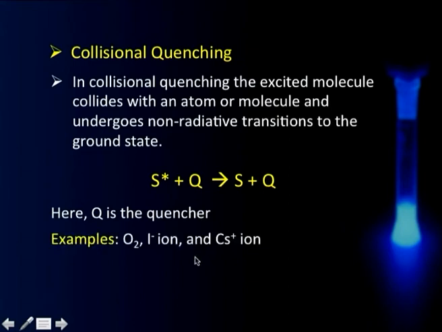Typical examples of quenchers are oxygen, iodide ions or cesium ions. They are the common examples of the molecules which cause quenching of fluorescence of different kinds of systems.